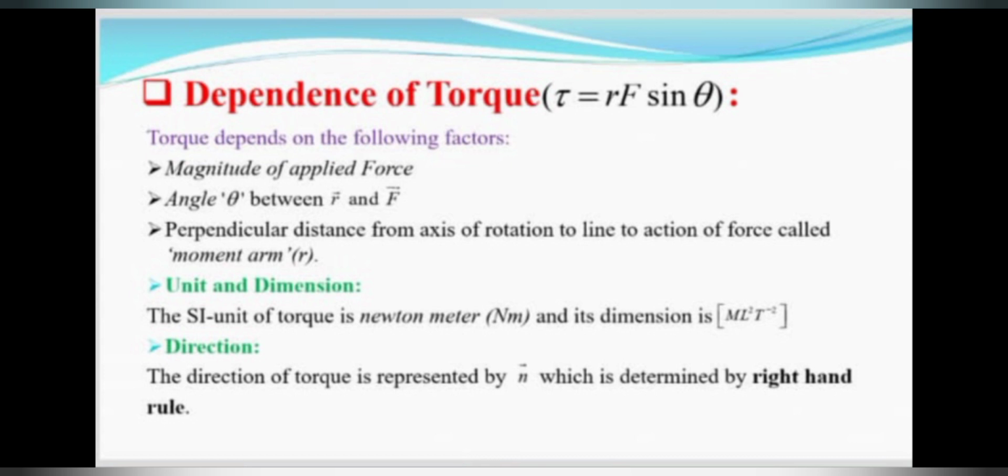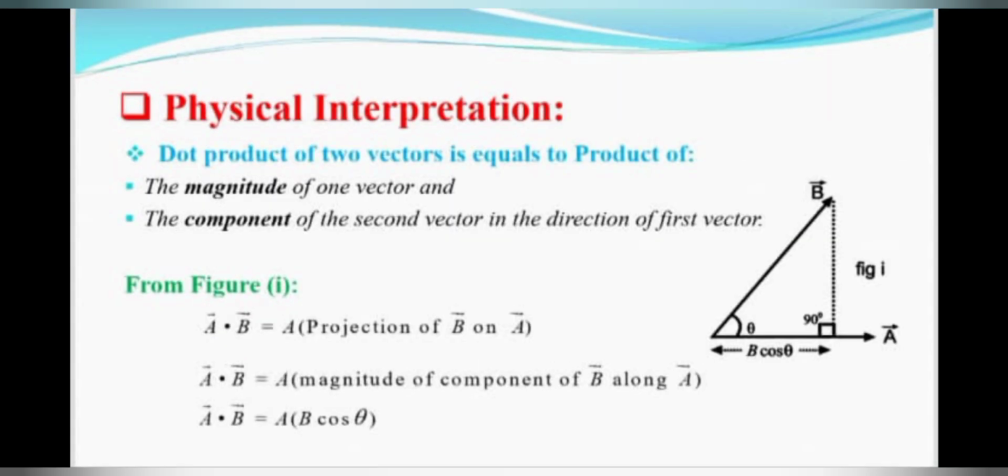Okay, the unit and dimension of torque. The SI unit of torque is the Newton meter, N m, and its dimensional formula is M L squared T to the power minus 2. And the direction of torque is represented by the n vector, which is determined by the right hand rule.